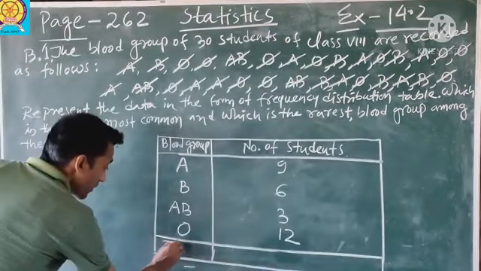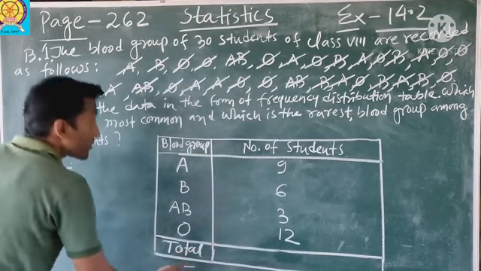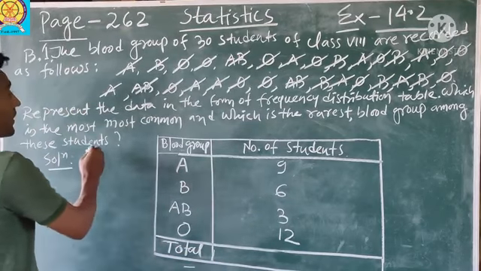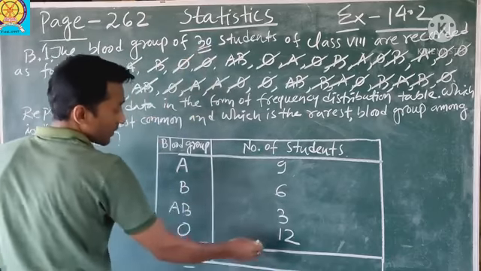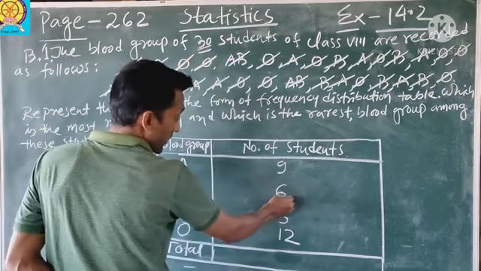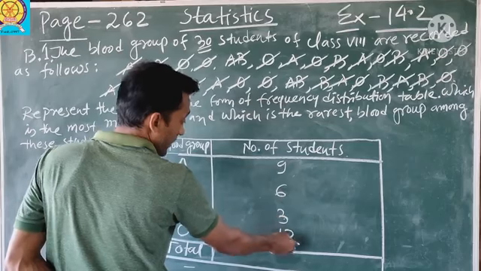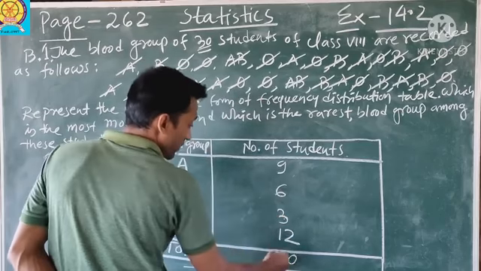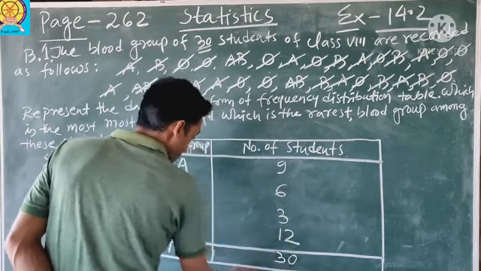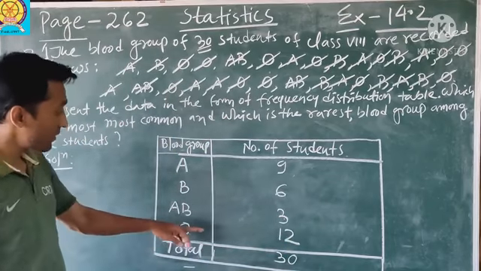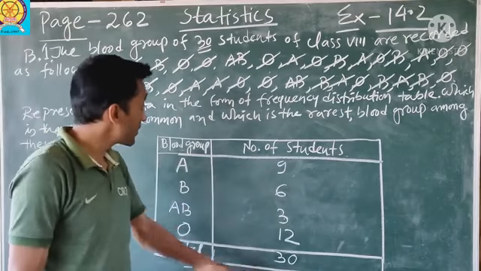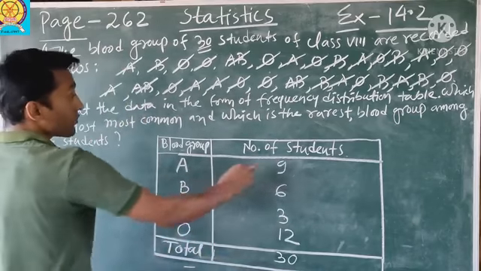To tell how many students we have, in total we have 30 students. You see, you have to get 30 here. 9 plus 6 is 15, 15 plus 3 is 18, 18 plus 12 is 30. So that means we have a total of 30 students, so we get 30. So this is your frequency distribution table.